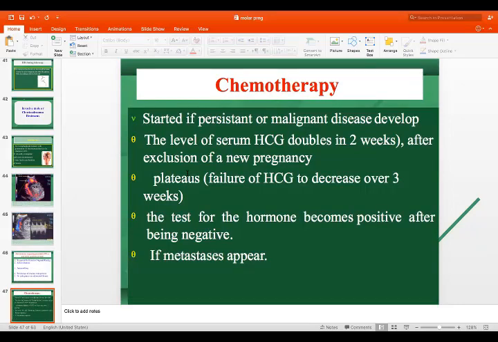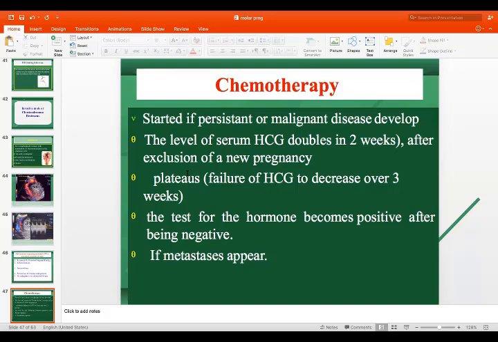Chemotherapy is started if persistent or malignant disease develops, otherwise not. The level of serum HCG doubles in 2 weeks after exclusion of pregnancy, or it plateaus. So these are the indications of starting chemotherapy. If there is a new persistent or malignant disease, or the beta HCG starts doubling, or it is plateauing, not decreasing for a period of 3 weeks.